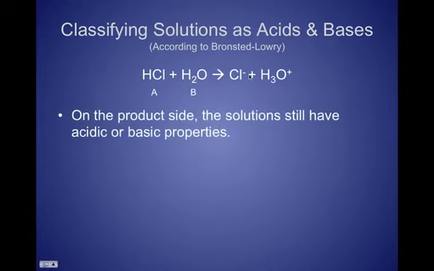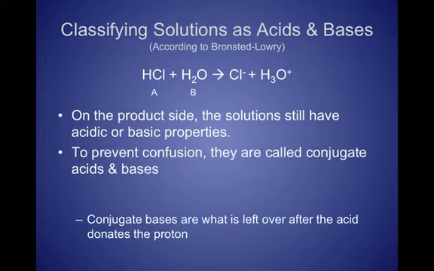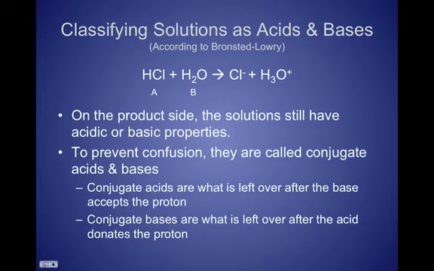And so to clarify that, the solutions do still have acidic or basic properties, but instead of just calling them acid or base, we call them conjugate acids and bases, because the word conjugate means to go with. So the conjugate base would be what goes with the acid, and the conjugate acid would be what goes with the base. The conjugate acid is what's left over after the base accepts the proton, and the conjugate base is what's left over after the acid donates the proton. So here's our acid, HCl. After the proton has been donated, the proton is gone, what do you have left? Well, you have chloride ion, so that makes it the conjugate base. And then the guy that has accepted or caught the proton becomes the conjugate acid.